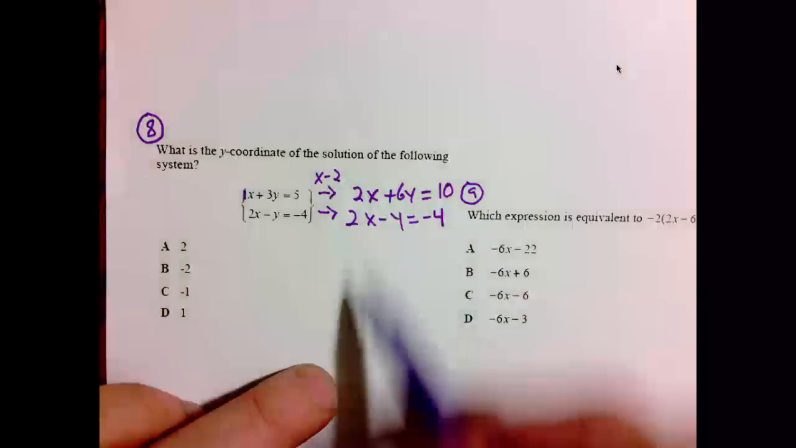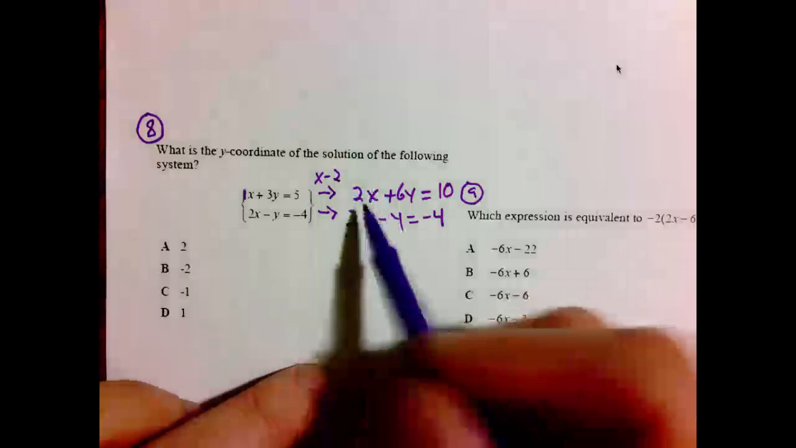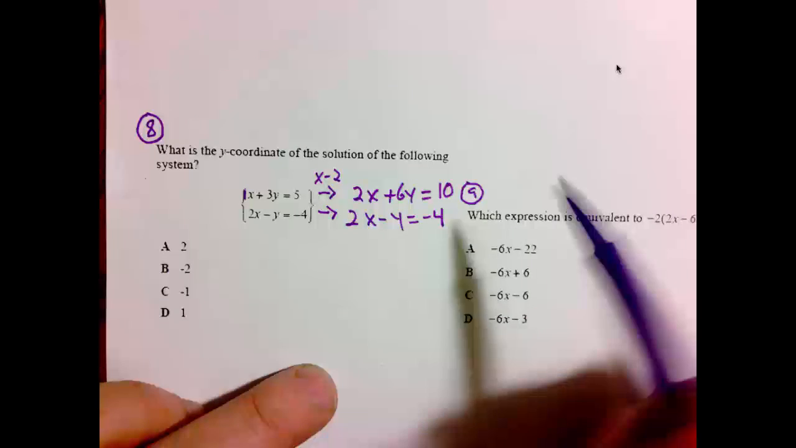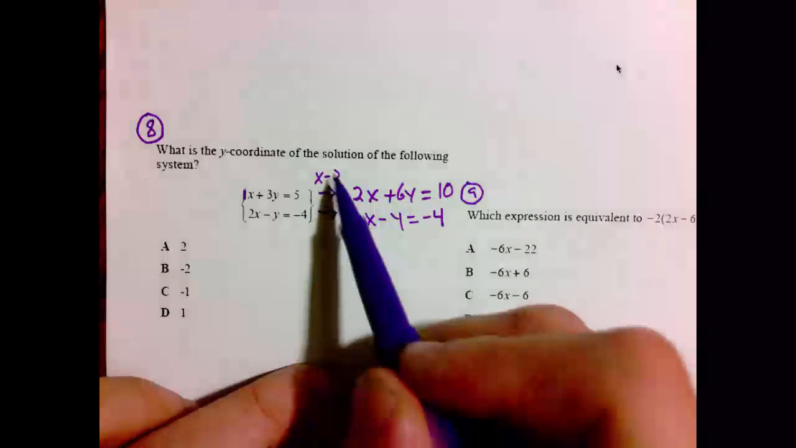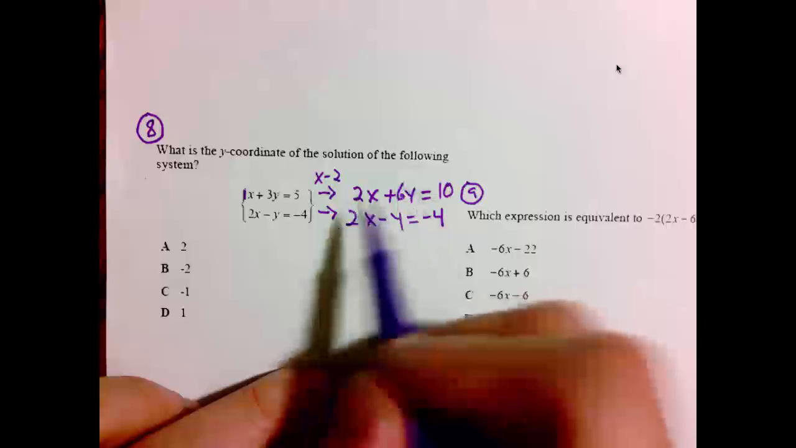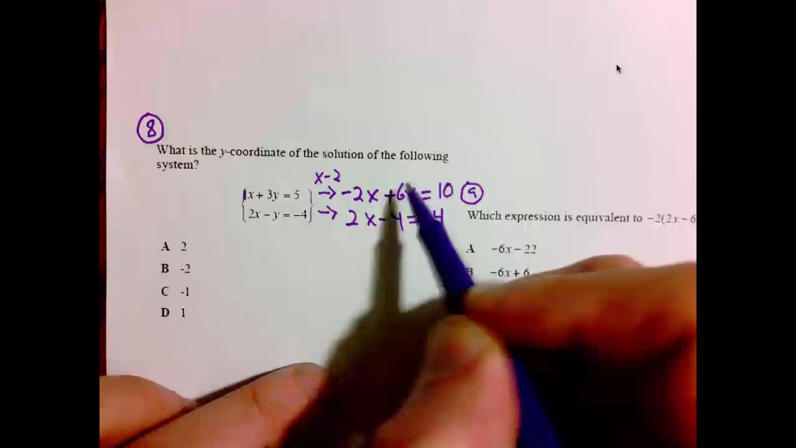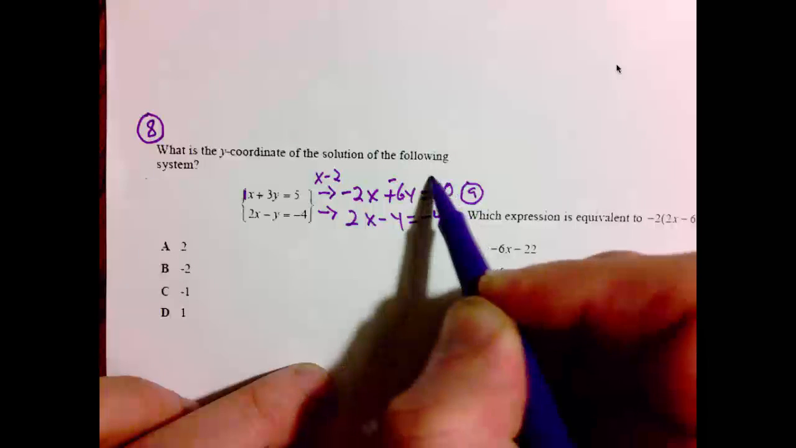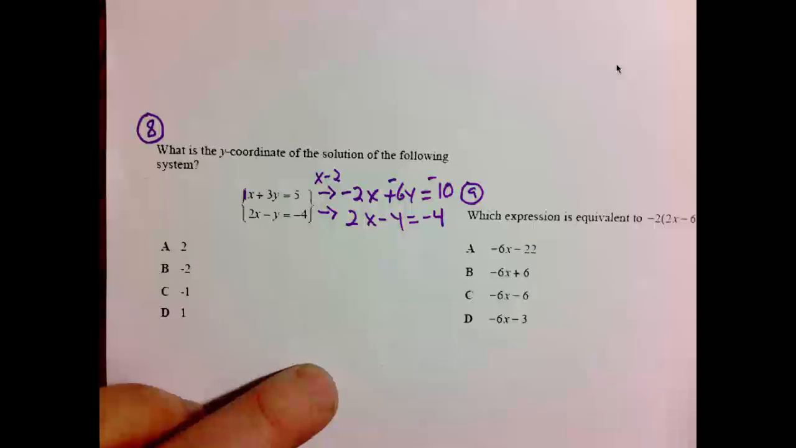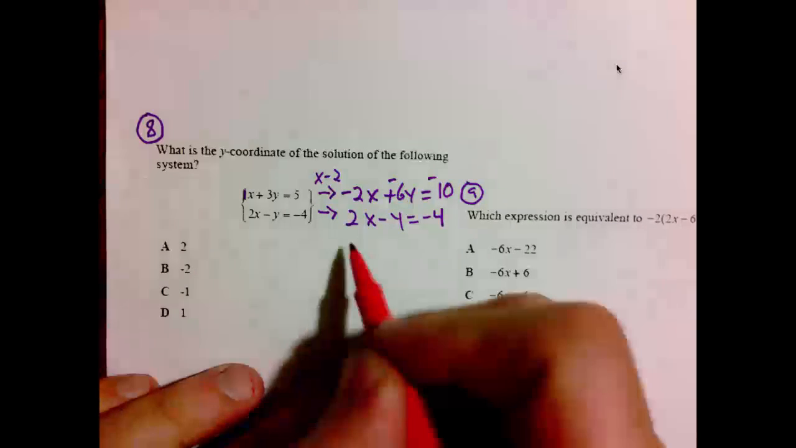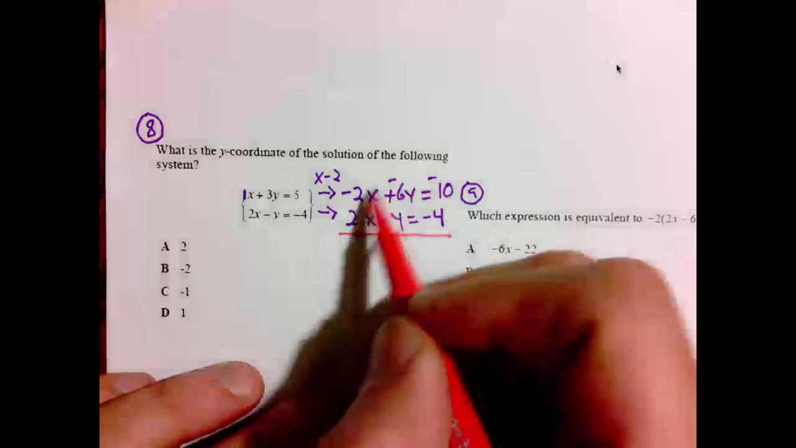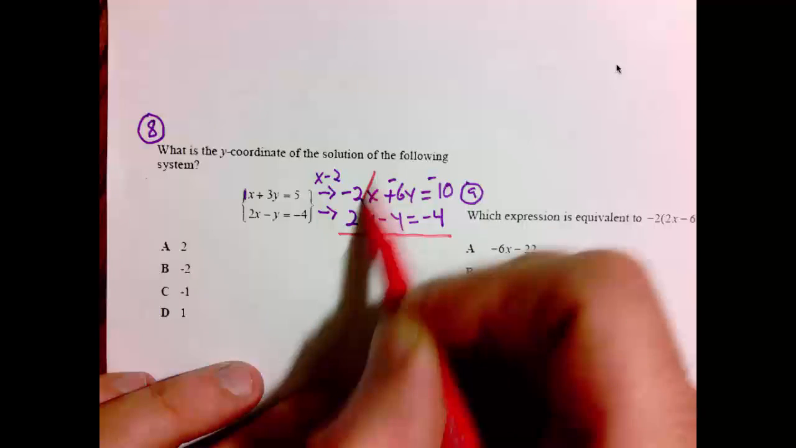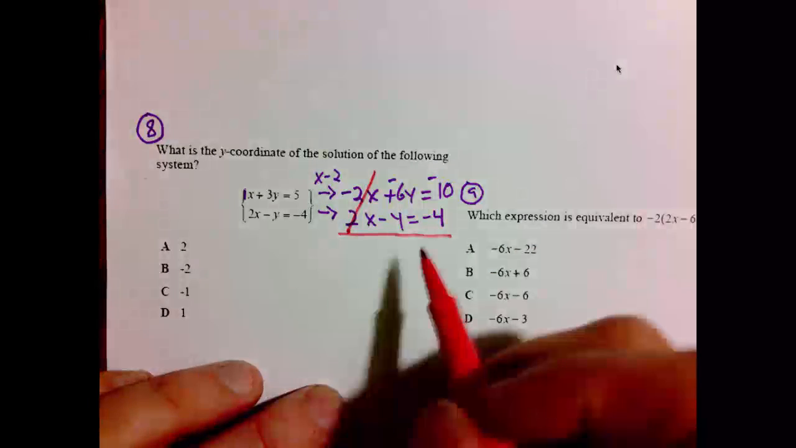Now I can sum down my columns. Pardon me, I said multiplying by -2. Multiplying by -2. This leaves me a negative 2x, a negative 6y, and a negative 10. Now summing. Negative 2x and positive 2x, they eliminate each other. That's why we call this the elimination method.